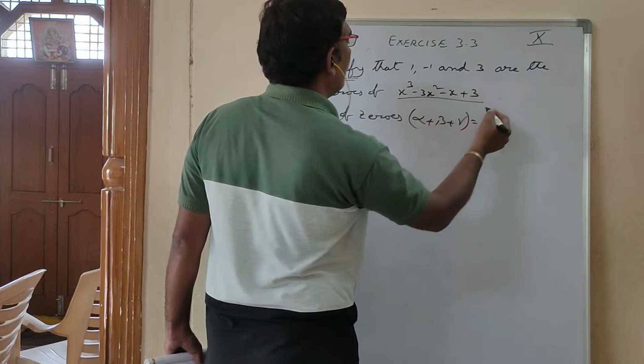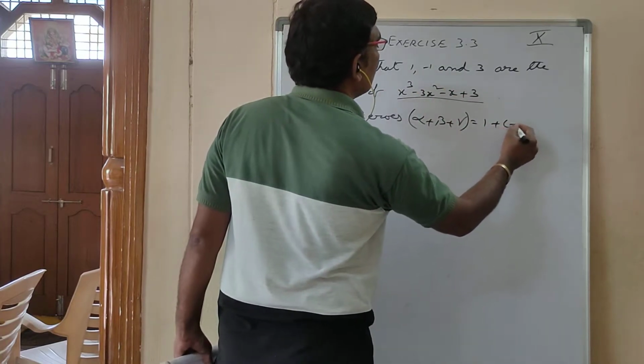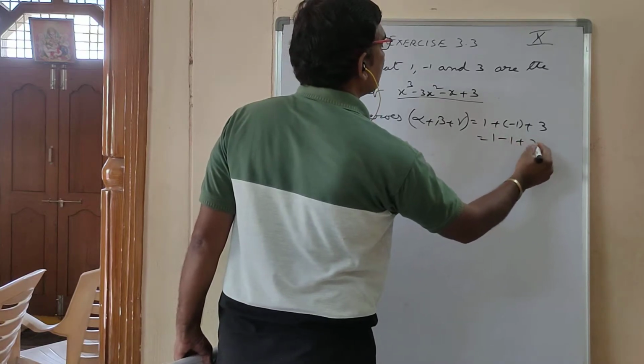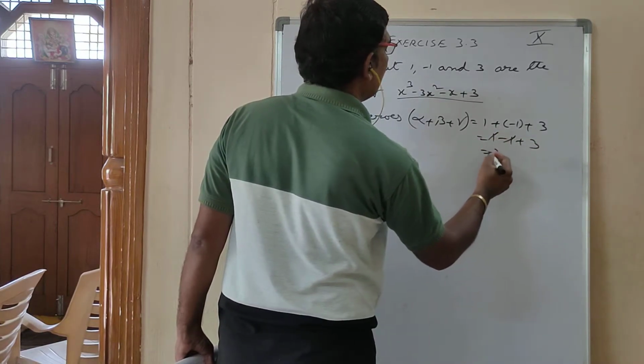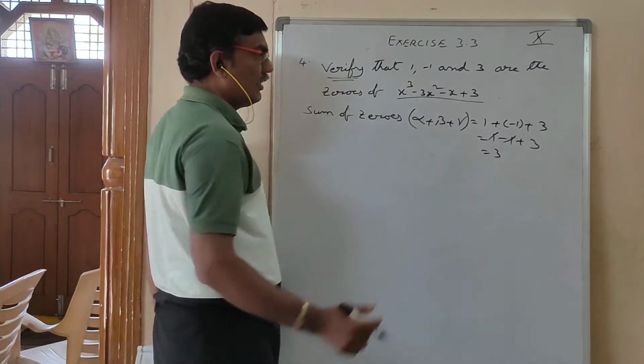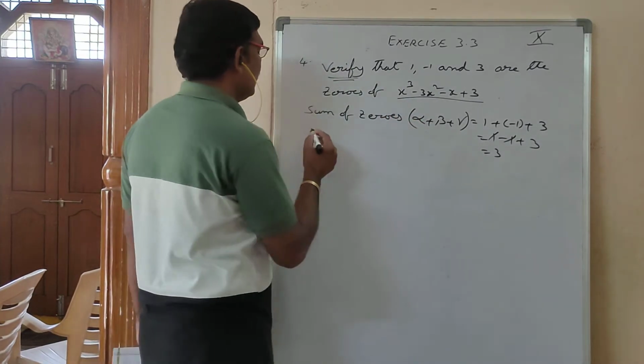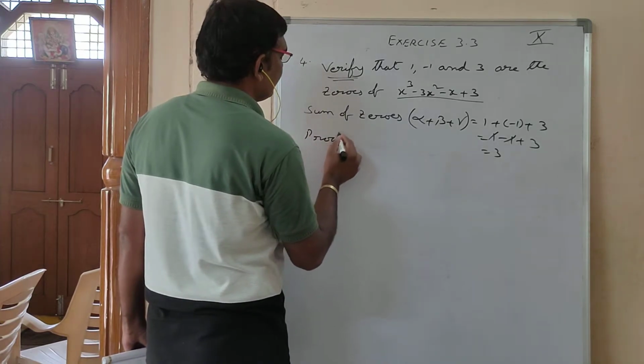Next, alpha value, how much is it here? 1 plus minus 1 plus 3. 1 minus 1 plus 3. Plus 1 minus 1 cancelled. You got 3. Sum of zeros you got as 3 by using the zeros. Next, product of zeros.